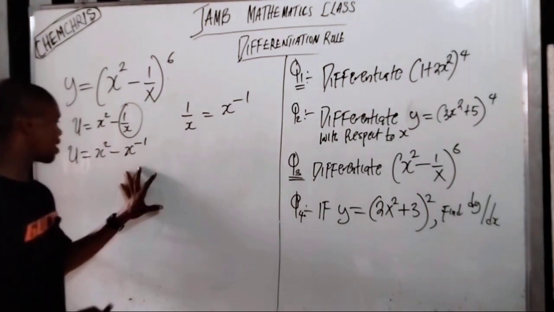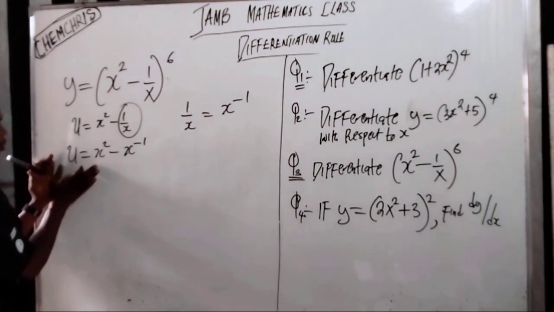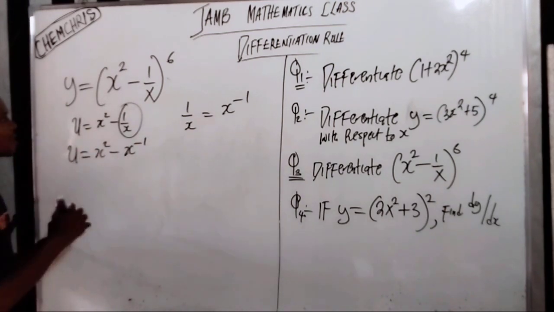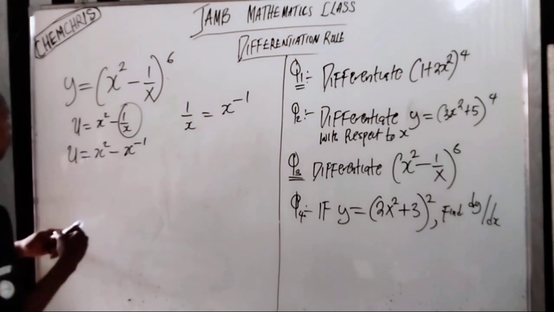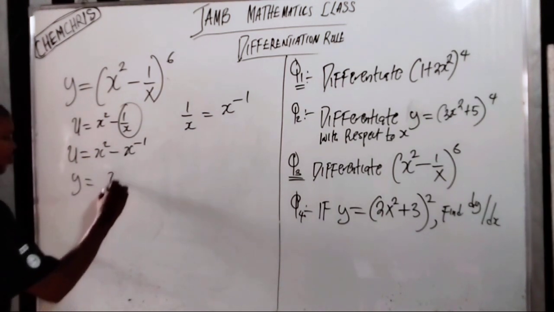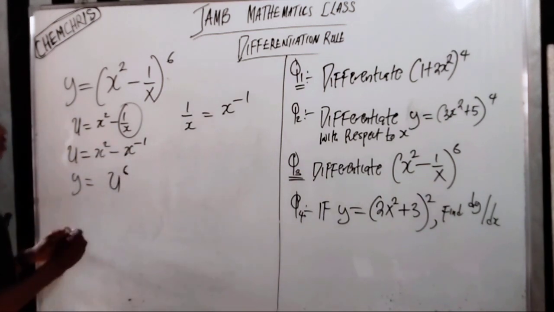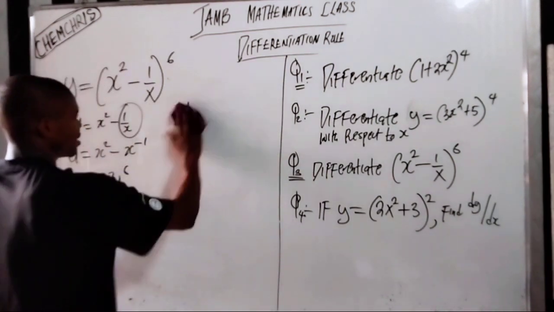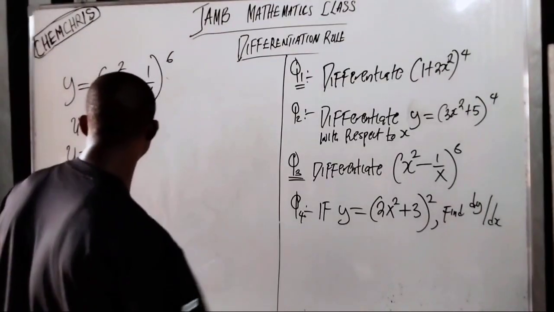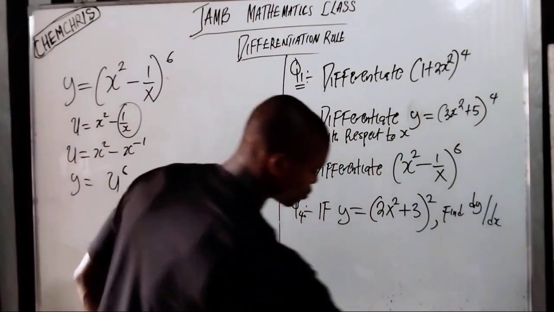So that's why you need to understand what indices are. So my u is equal to what? x squared minus x raised to minus 1. Now, what will become our y? Our y is now going to be u raised to what? 6, right? So now this way we have to differentiate du over dx. So let's differentiate du over dx.